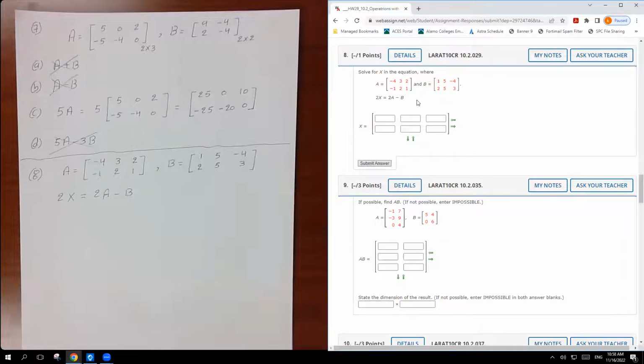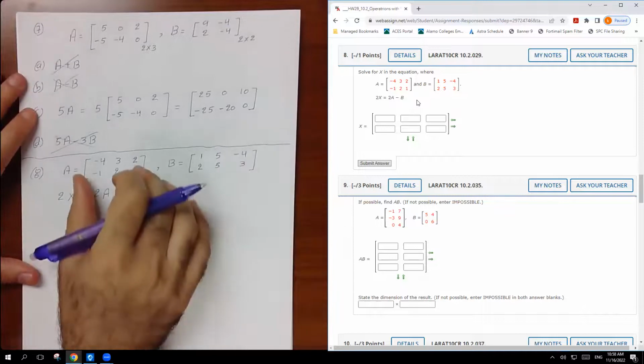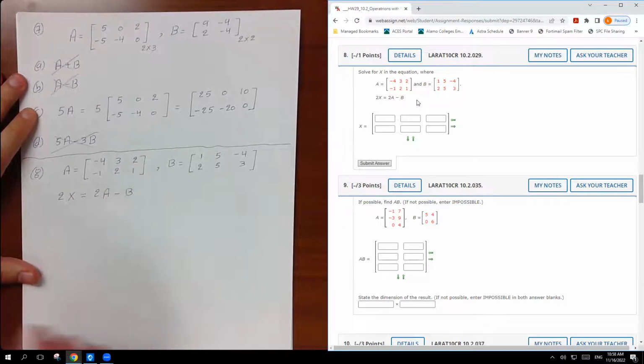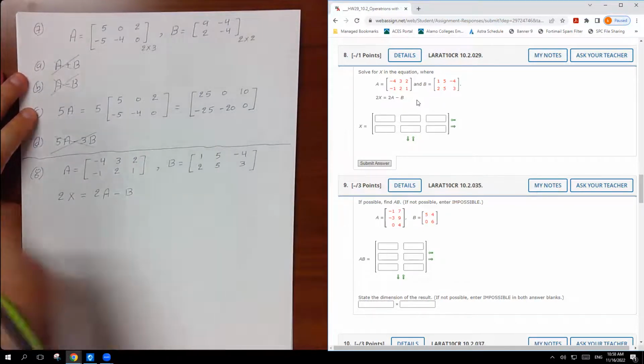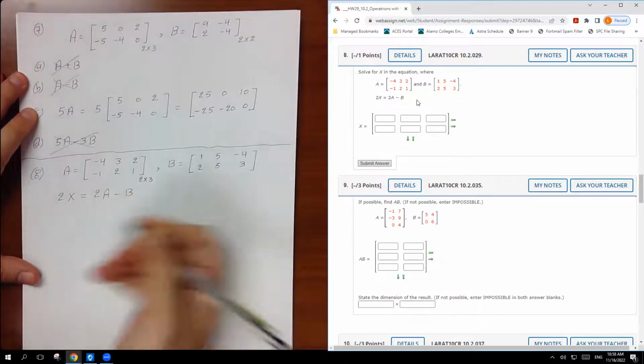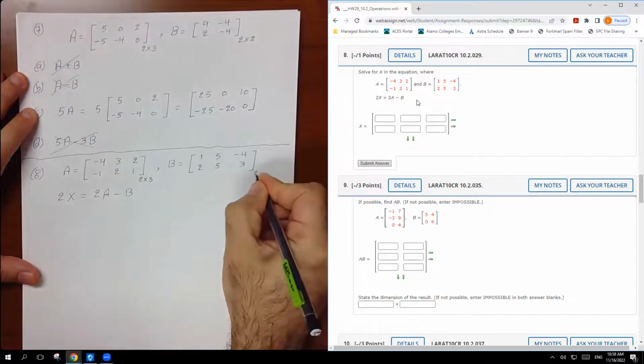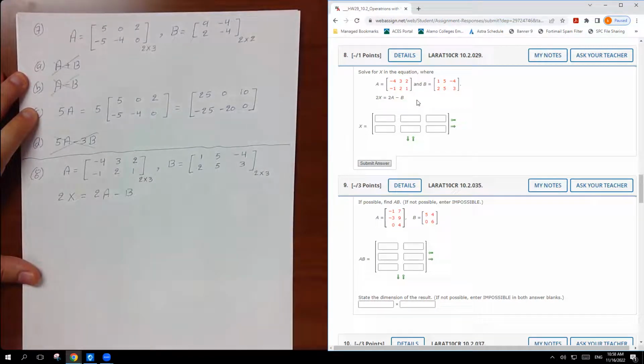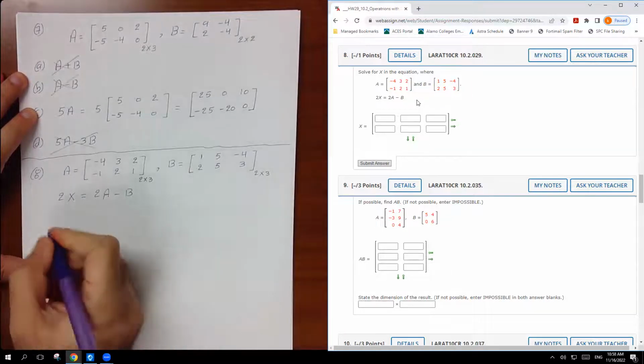So the first step, we're going to plug in matrix A and matrix B and check the first thing. The dimension of matrix A is 2 rows, 3 columns. That means I can do the addition. We need to check the dimension. We have exactly the same dimension. That means we need to find the value of x.